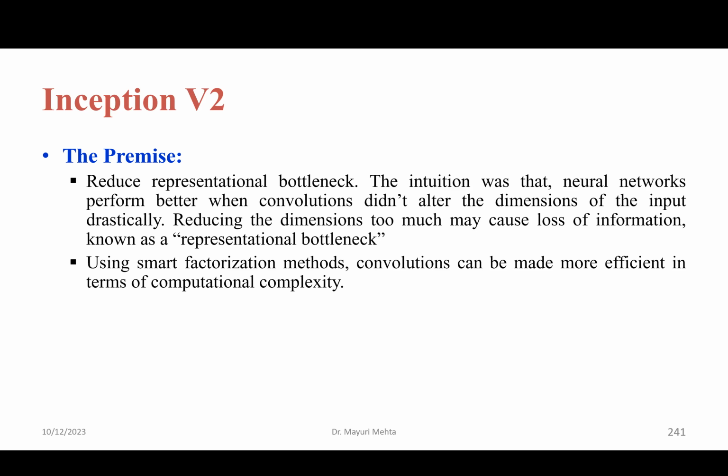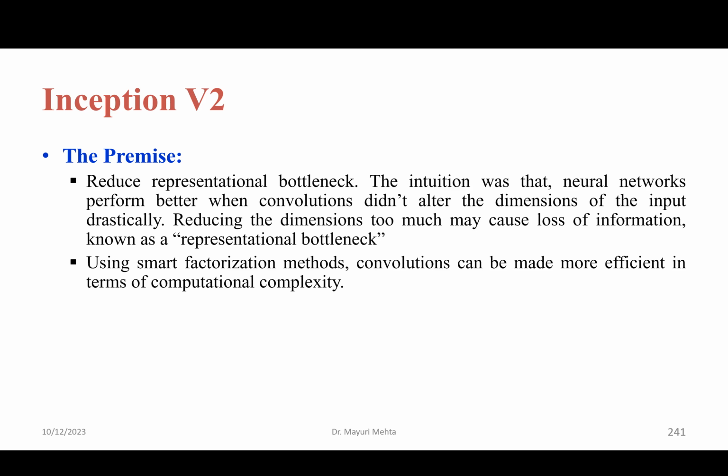So stacking two 3 cross 3 convolutions, in fact, leads to a boost in performance. They suggested using two 3 cross 3 convolution operations instead of this 5 cross 5 convolution, and this change is made in the architecture of Inception network version 1. So this is Inception version 2.